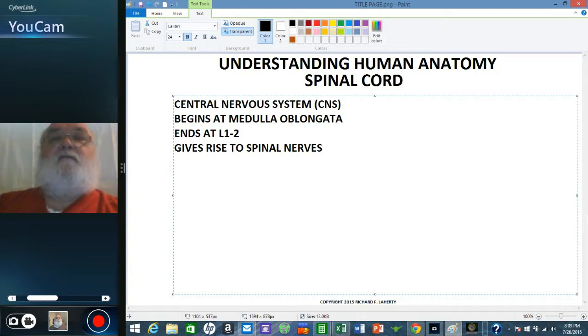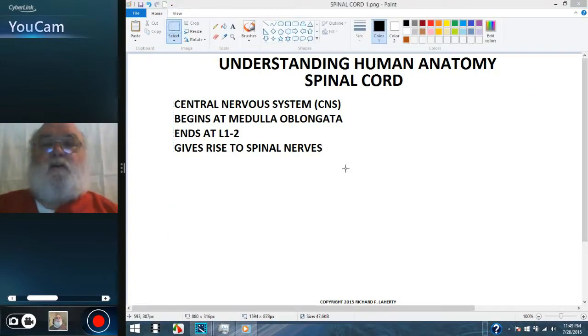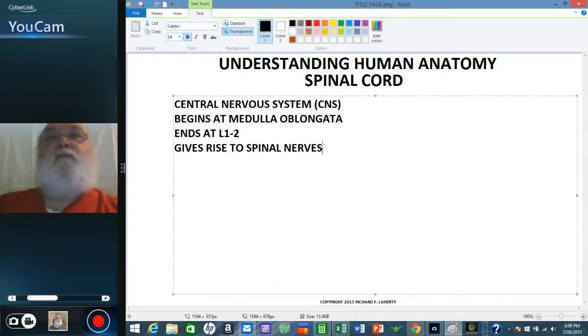And the extra nerve is assigned to the cervical region. There are 8 cervical nerves, 12 thoracic nerves, 5 lumbar nerves, and 5 sacral nerves.